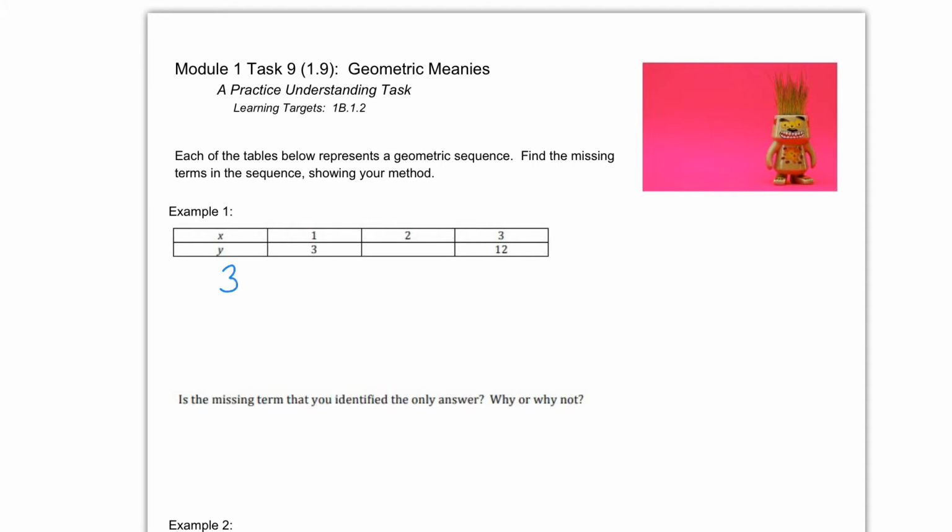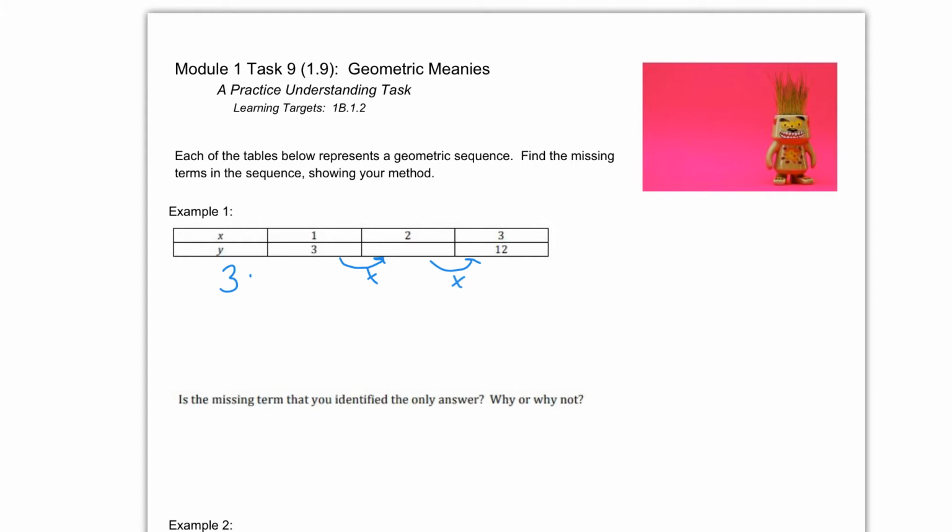And then we're multiplying. Since it's geometric, we know we have to multiply by something each time. So let's think about it. If we multiply, we'd multiply by something here. We could call that x. And then we'd have to multiply by that same thing again. We'll call that x to get to 12. So we could set this up as 3.